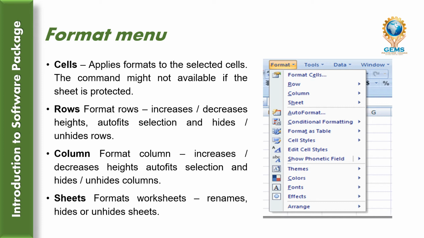And rows: format rows, increase or decrease the heights, auto fit selection, and hide and unhide rows. And the column: formatting the columns, increasing or decreasing the width of the column, or auto fit selection, and hide or unhide the columns. And the sheet format: rename, hide or unhide the sheet, or delete the sheet.